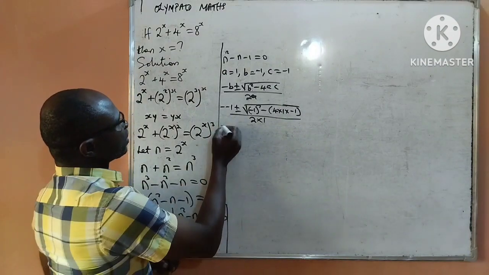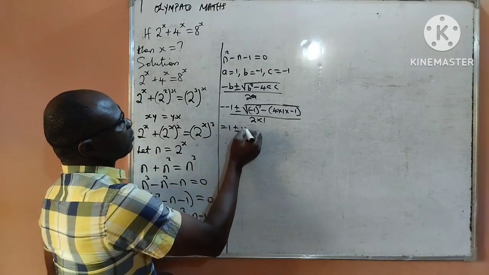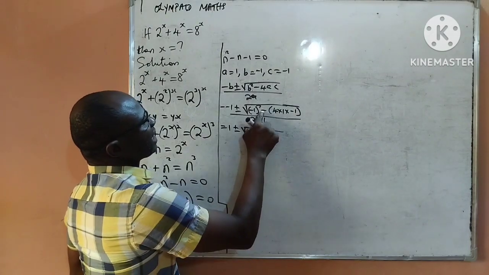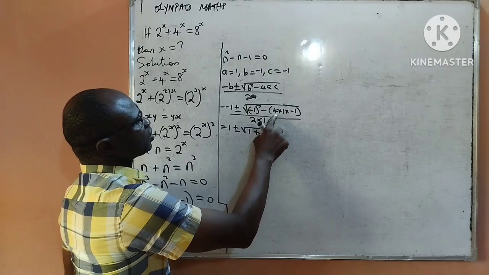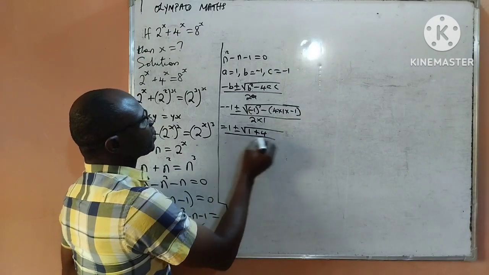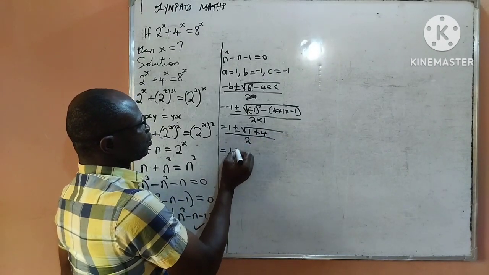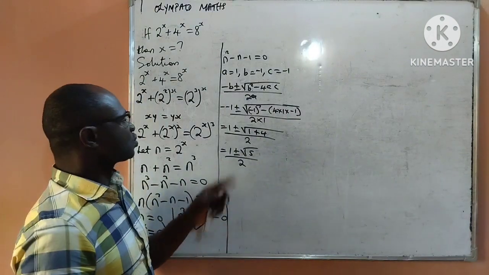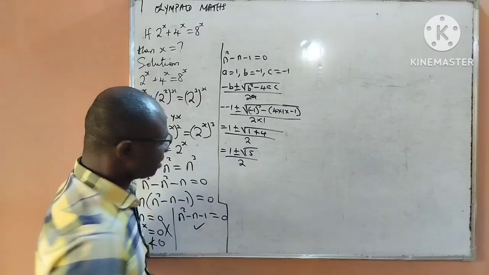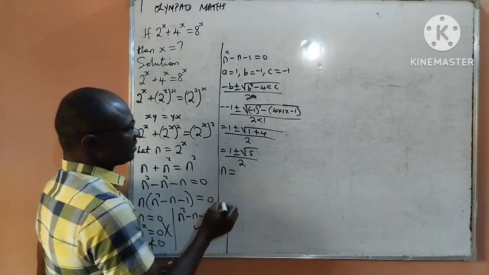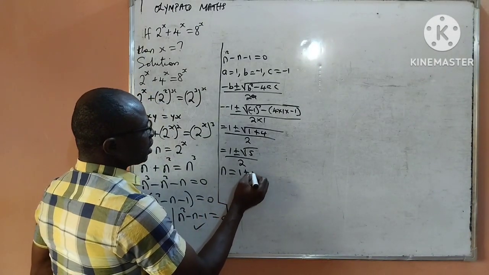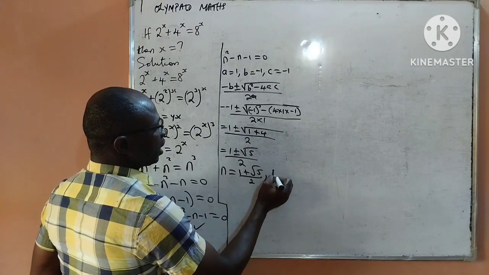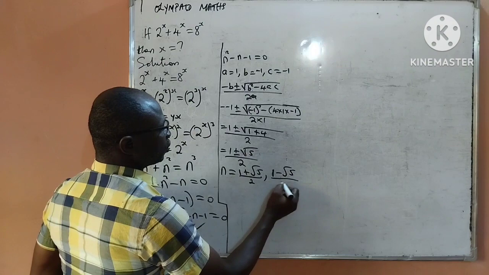So minus minus will give me plus, then plus or minus, negative 1 squared is positive 1, then minus times minus is a plus, 4 times 1 times 1 is 4, divided by 2, which is 1 plus or minus the square root of 5 all over 2. This is what we got now as the value of n. So the values of n are 1 plus root 5 over 2 and 1 minus root 5 over 2.